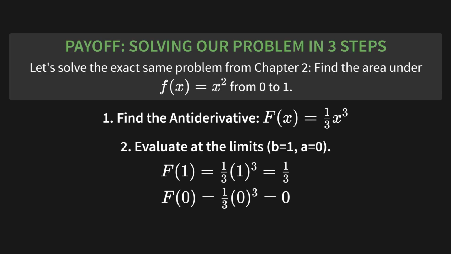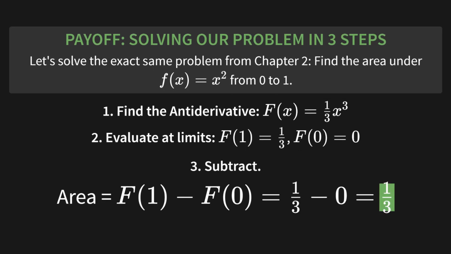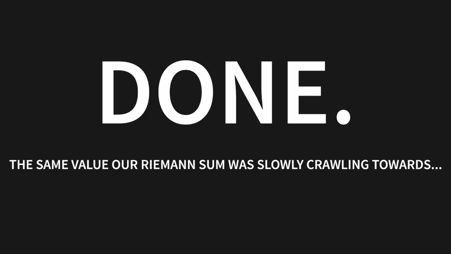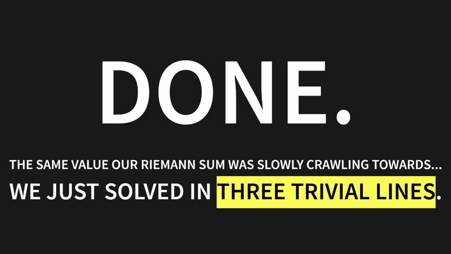So capital F of 1 equals 1/3 times 1 cubed, which is just 1/3. And capital F of 0 equals 1/3 times 0 cubed, which is just 0. Step 3, subtract. The area is capital F of 1 minus capital F of 0, which is 1/3 minus 0, which equals 1/3. Done. Just like that. The same value our Riemann sum was slowly, painfully crawling towards, we just solved in 3 trivial lines. That is the power of this theorem.